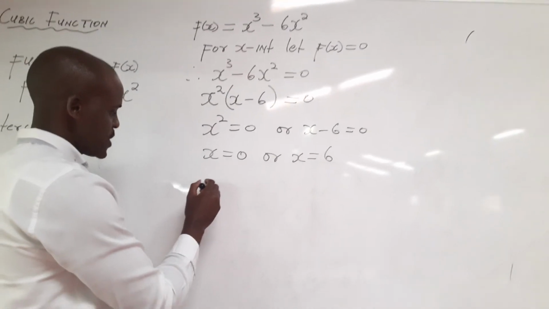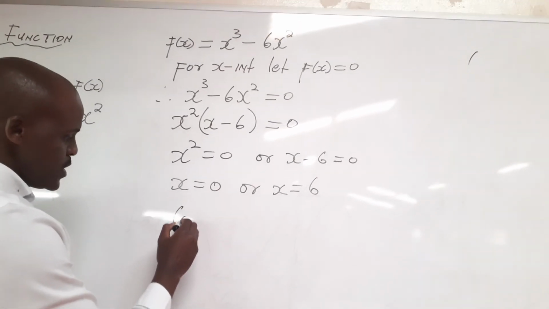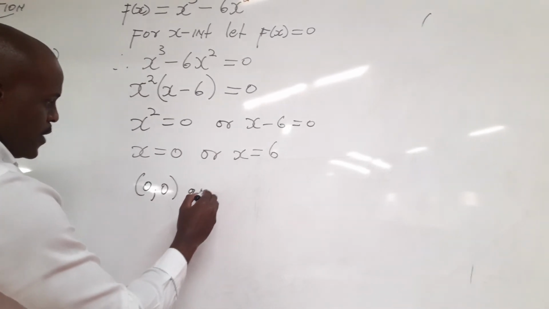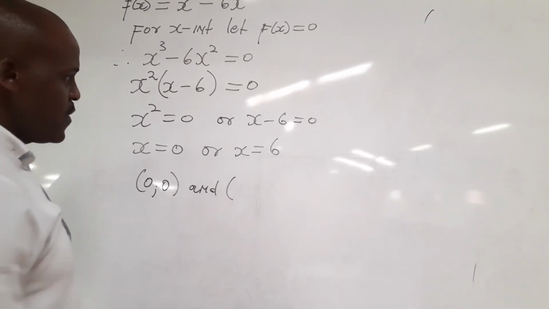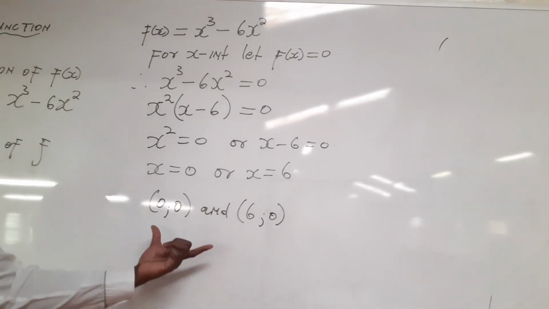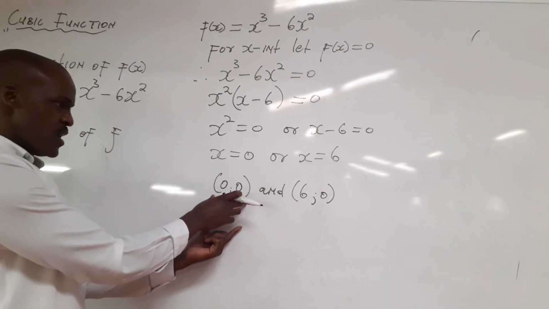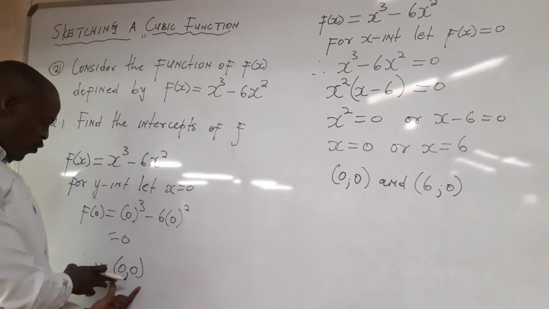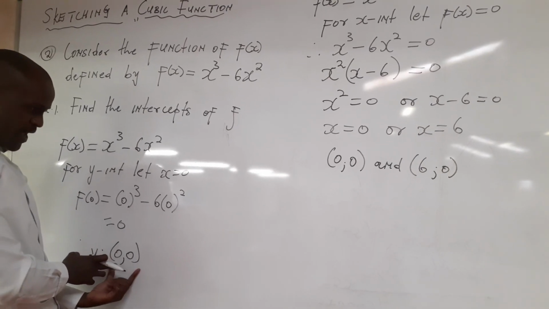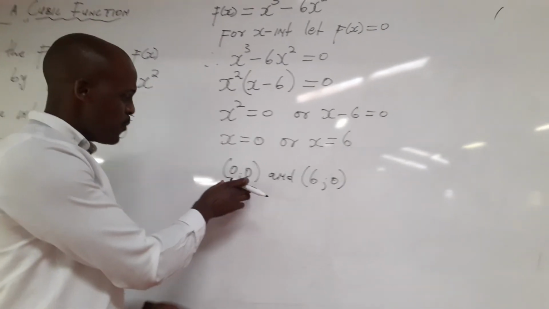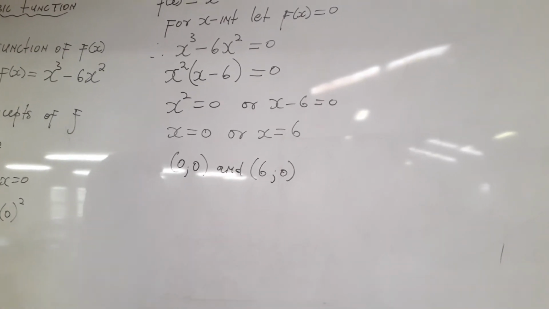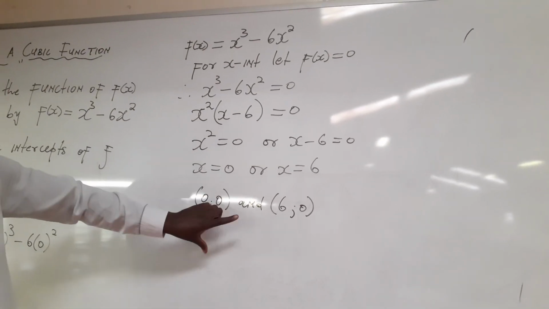Let's write our x-intercepts. (0, 0), and the other one is (6, 0). Right, those are our x-intercepts. When you look at this point, our y-intercept is (0, 0), which means this graph will cut y at 0, and there will also be another point where it will cut x at 0. Let's find the stationary point then, because we are done with the intercepts.